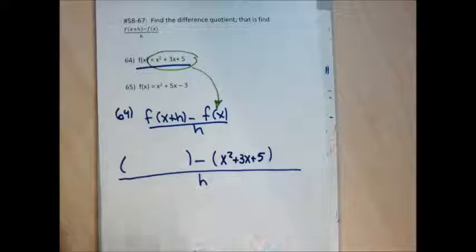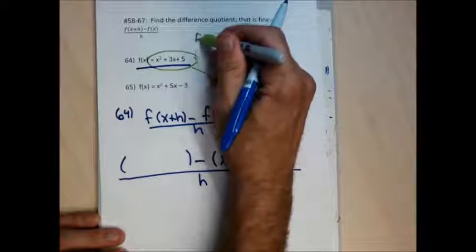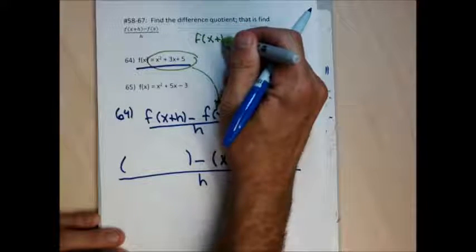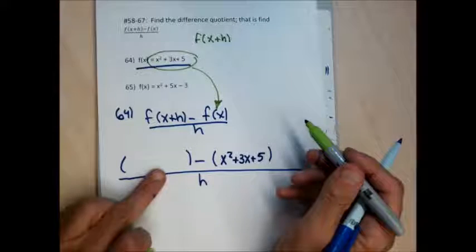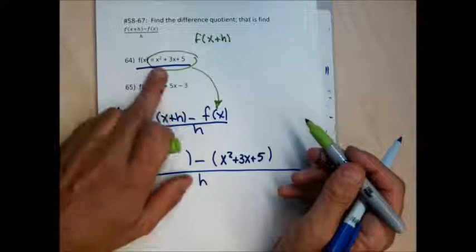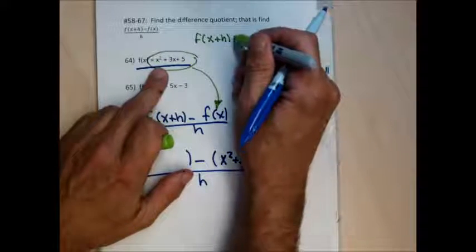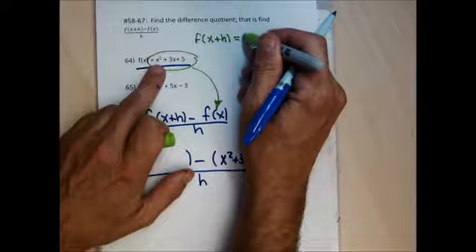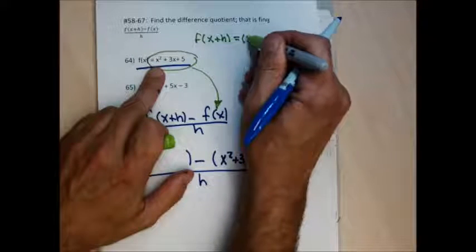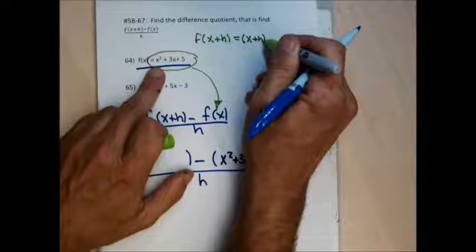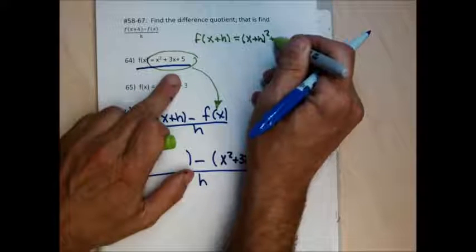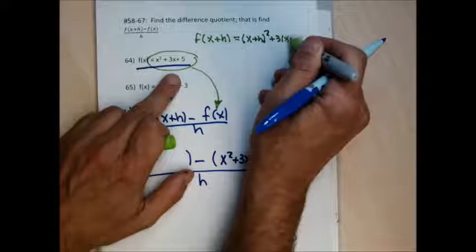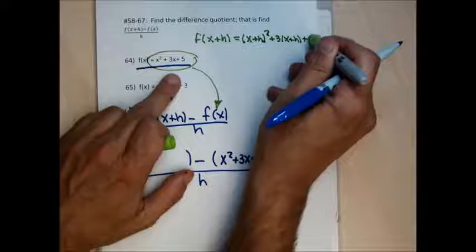And for the f of x plus h, I'm going to do the algebra to figure it out. To figure out what to replace the first parentheses with, I need to figure out what f of x plus h is. F of x plus h is what you get when you change those two x's to x plus h. So it's going to be x plus h squared plus 3 times x plus h plus 5.